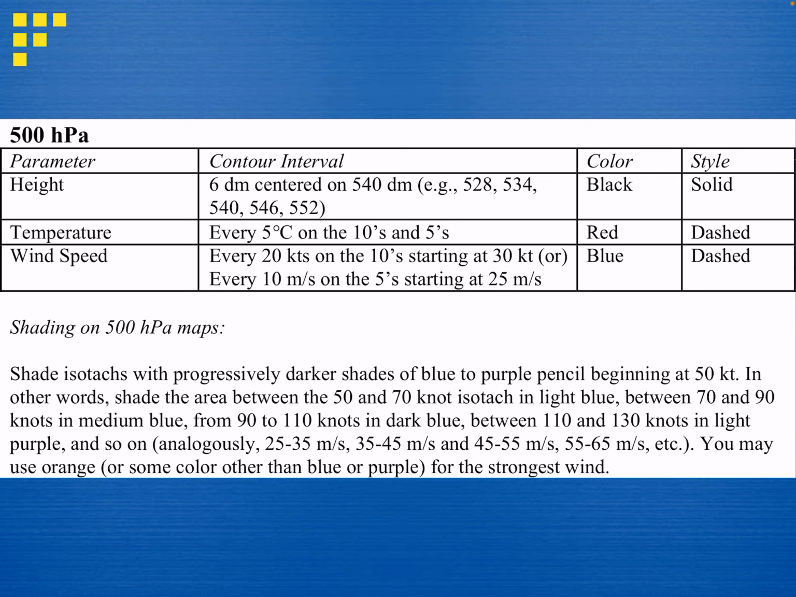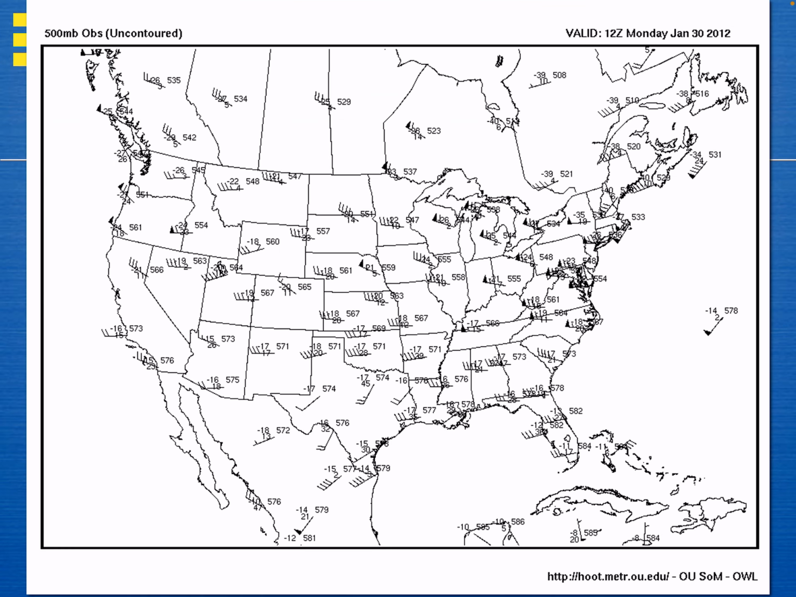You may also shade on 500 millibar maps. Typically the isotachs, or the wind speeds, are what would be shaded, with progressively darker shades of blue to purple, beginning at about 50 knots. Again, the shading here is more of a suggestion. As long as the shading looks good and consistent, that is what you would want to do. And so here is an example of a 500 millibar map that we might contour. In a separate video, we'll go ahead and show an example of contouring this map by hand.